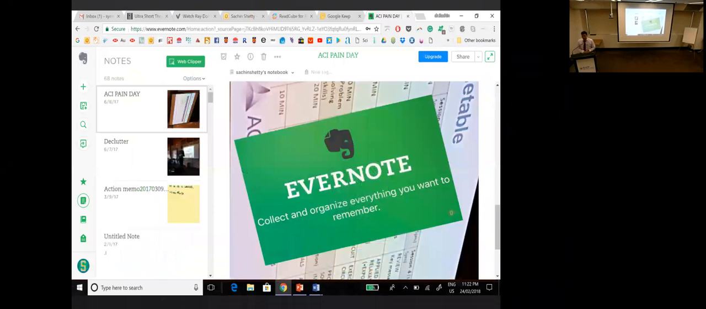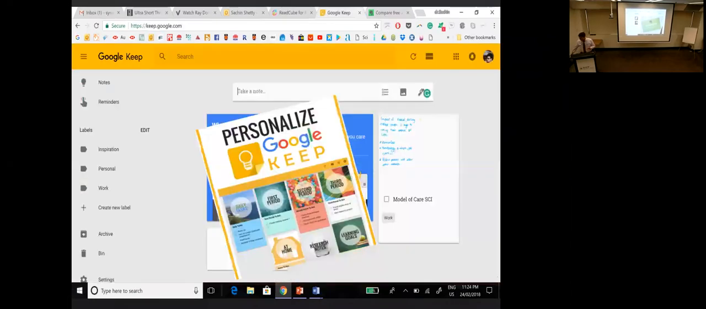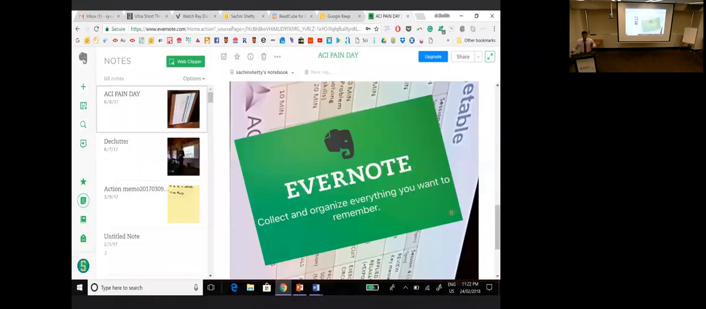Evernote, do people use Evernote? Show of hands. Just one. Google Keep, do people use Google Keep? 3, okay. Now, this is another thing that is going to change how you take notes and change how you attend education sessions and lectures and conferences, okay?